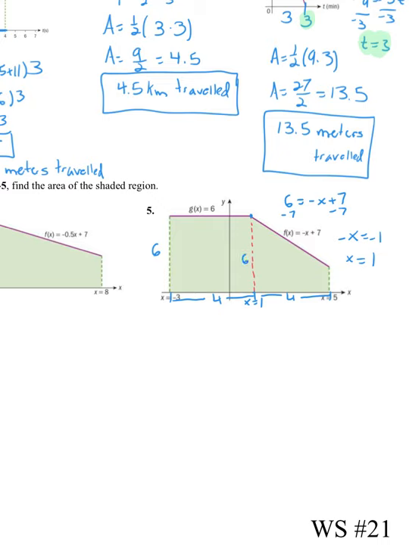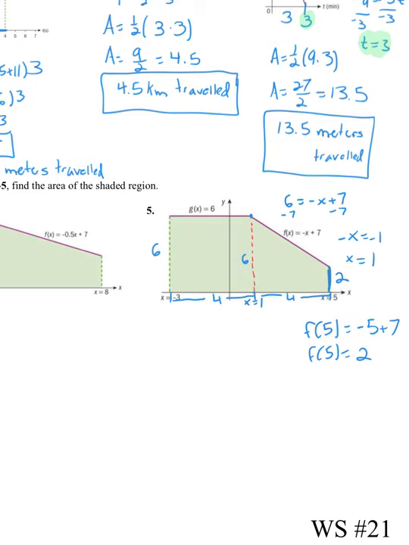And we'll need to plug in when x equals 5 to find the other one. So f of 5 to find this height right here. -5 plus 7, 2. And now we've got our areas that we can find.